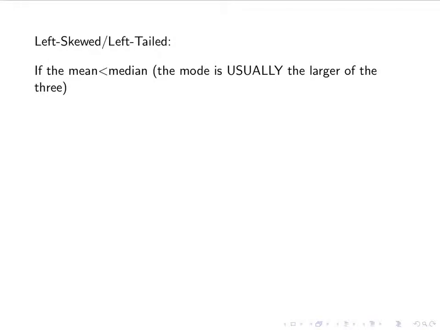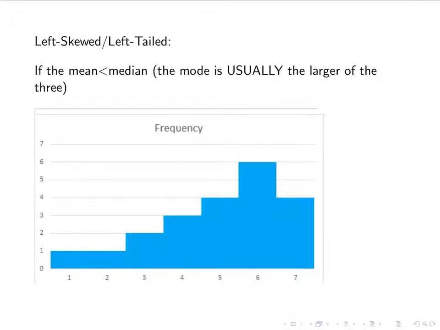Another type is called left-skewed, or sometimes left-tailed. This is what happens if the mean is less than the median, and the mode is typically the largest of the three. So a histogram or a frequency table would look something like this.